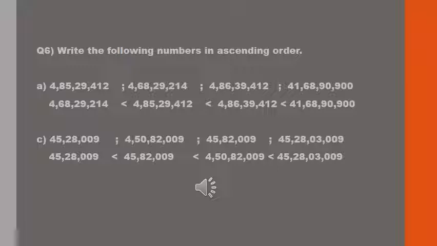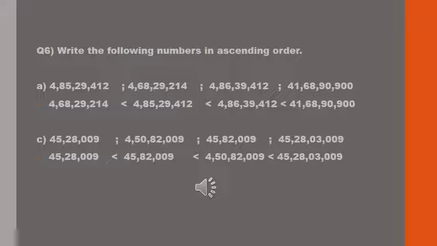Same you can do the C part. In the C part, just check at crore place we have to see first number and the third number. These two numbers do not have any crore period. We have only crore period in the second number and the fourth number. That is, in the second number we have 4 crore 50 lakh 82,009, and the last one, that is 45 crore 28 lakh 3,009. This shows that the last number is the biggest number and the second number is the second biggest number, right?